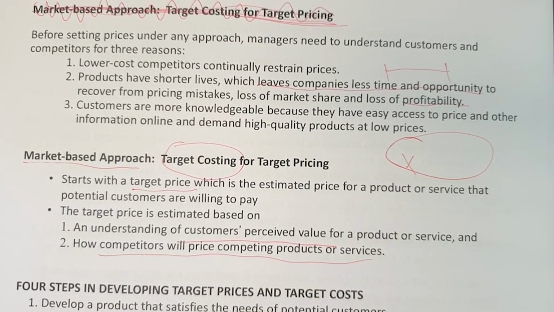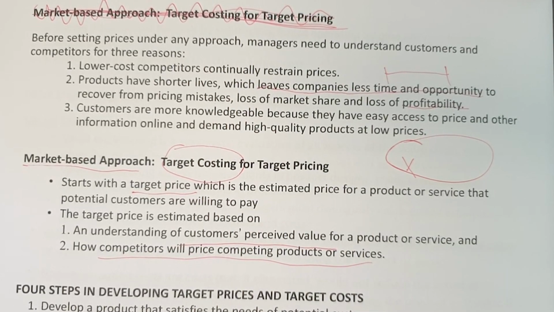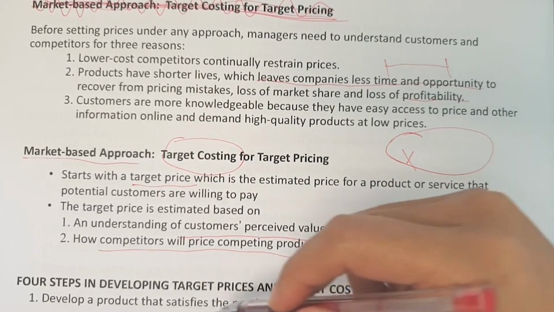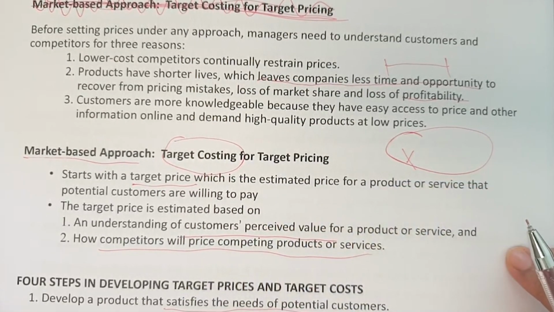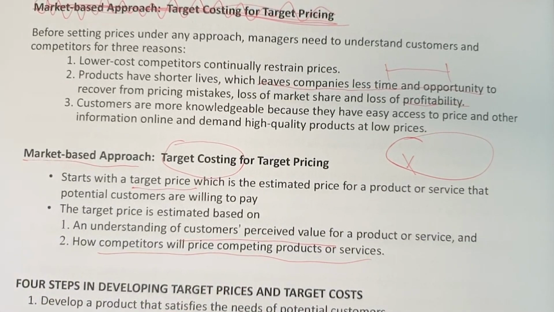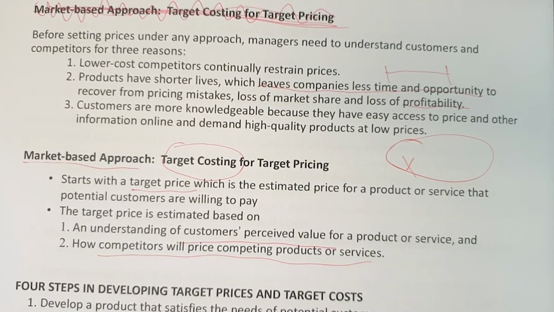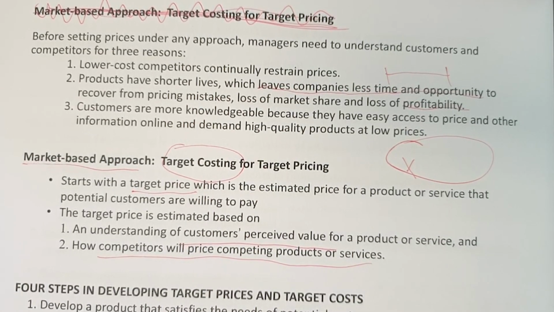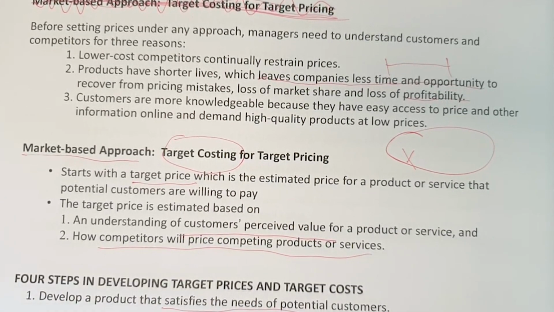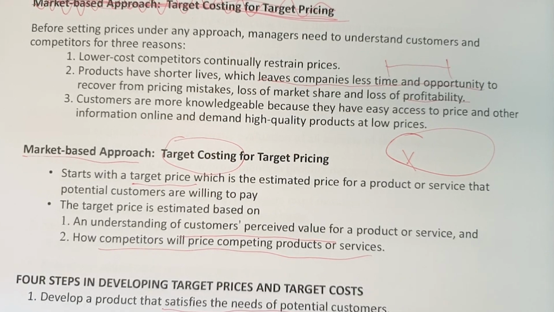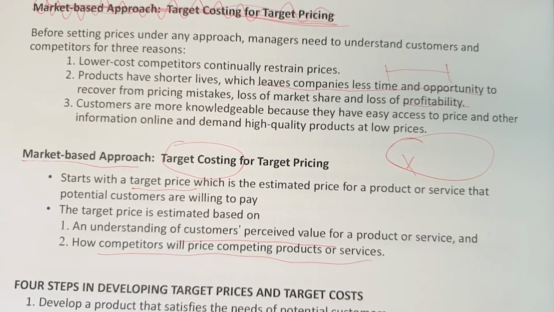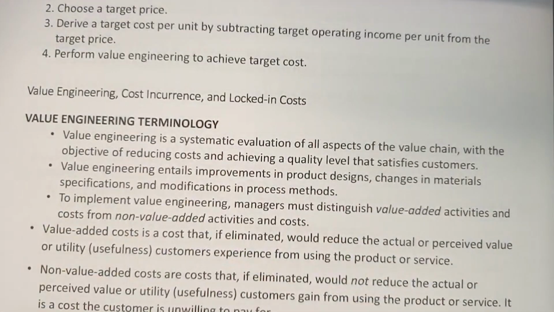Okay, now we look at the steps in developing target prices and target costs. Number one, we have to develop a product that satisfies the needs of the potential customers. As long as the product meets the demand or the taste of the customers, it will make them happy to pay, right? So that's why certain products, in terms of price, are quite unreasonable, but customers are still willing to pay because they are very happy or satisfied with the product.